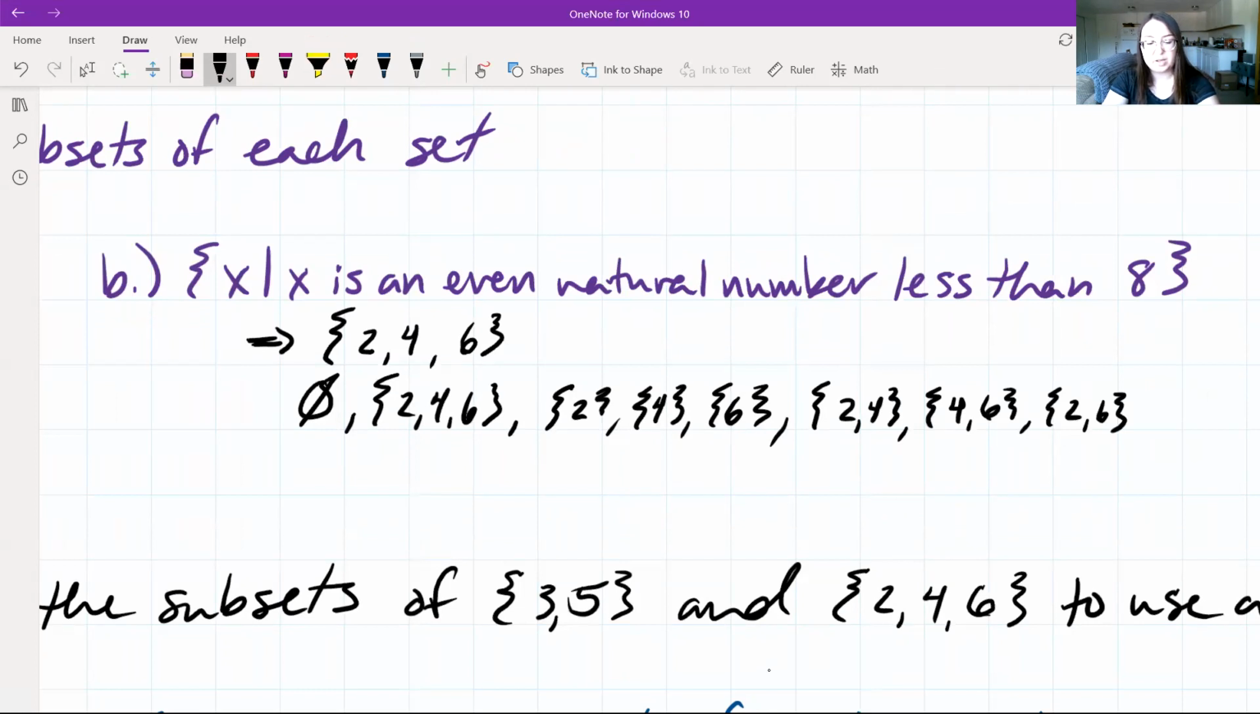So here we have the empty set. We have the set itself. We have the subset of 2, subset of 4, subset of 6, and the subsets of 2, 4, and 4, 6, and 2, 6. And this is going to be 8. So 8 subsets.